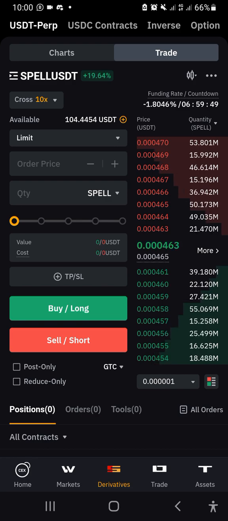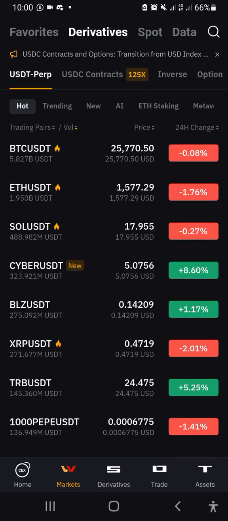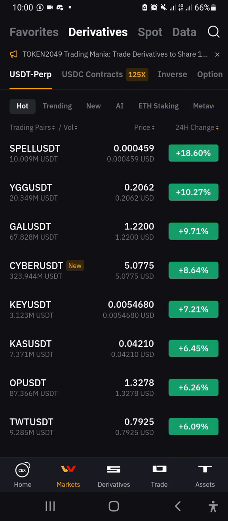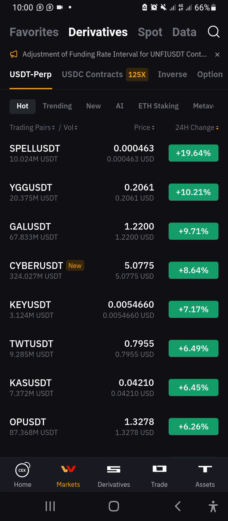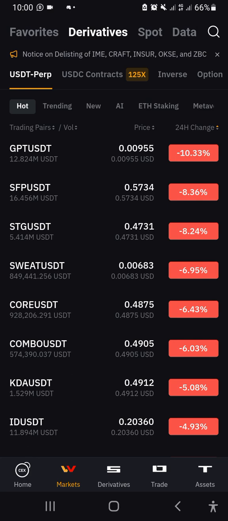Now how do you source for tokens to trade? If you hit on market, once you click on market, this is what it's going to show you initially. What you need to do is toggle this 24 hours change here. Now these are the gainers, the top gainers. If we toggle it back again, these are the top losers.